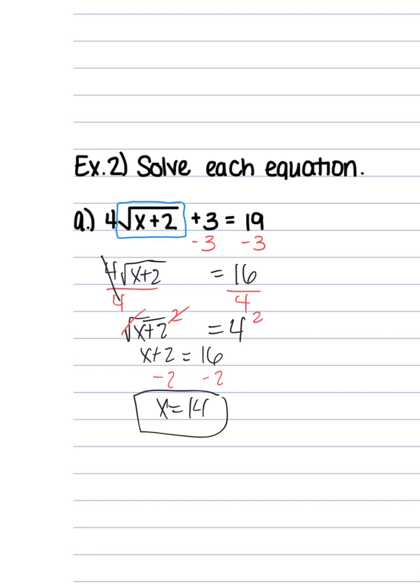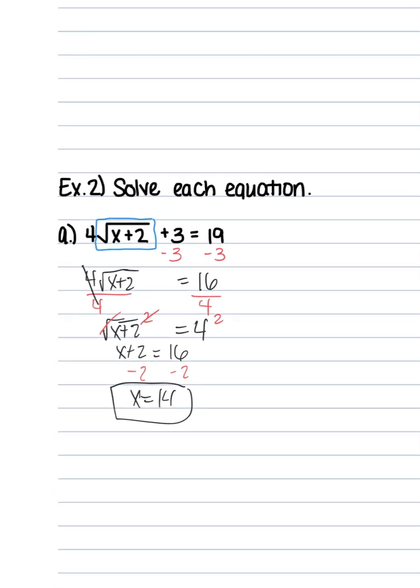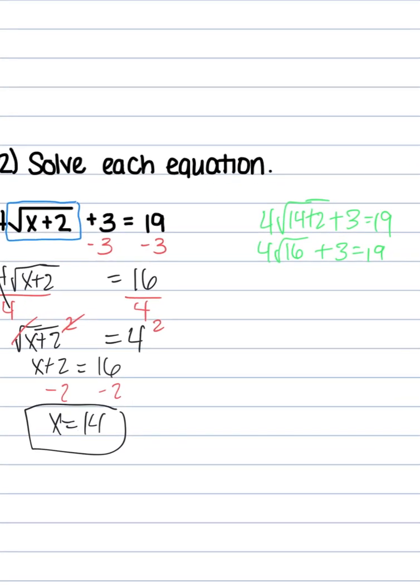Boom, bada bing. We're not done though. You've got to take this guy and plug him back in. So we're going to get 4 times the square root of 14 plus 2, plus 3 equals 19. This is 4 times the square root of 16 plus 3 equals 19. We know that the square root of 16 is 4, so we do 4 times 4. Guys, always, always, always simplify what's underneath your radical first, okay? Plus 3 equals 19. Now, by applying order of operations, I know I need to multiply before I add that 3 to anything. 4 times 4 gives me 16. When I add 3 to it, I indeed get 19. We're good.